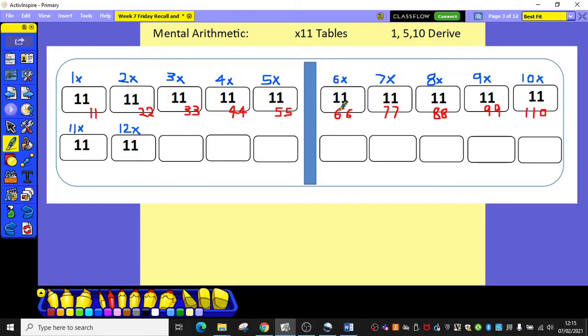44, 55, 66. If it's 6 times, it's 66. 7 times, then it's 77. 88, 99. And then 10 times 11, 11 10 times bigger is 110. So if I'm going to add another 11 to 110, I'm going to get to 121 for 11s.